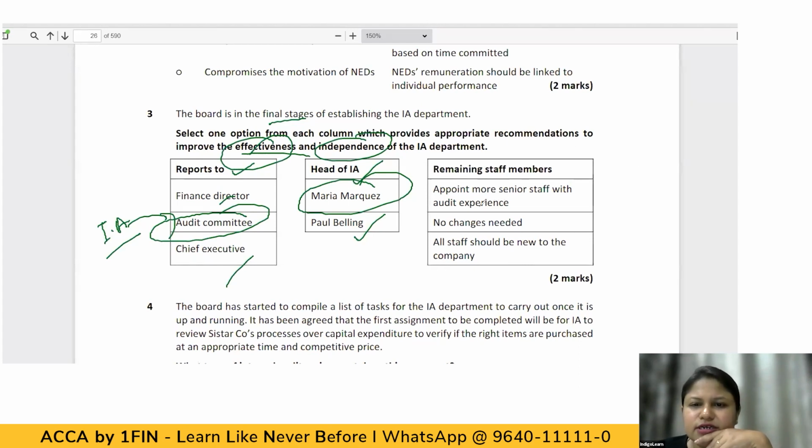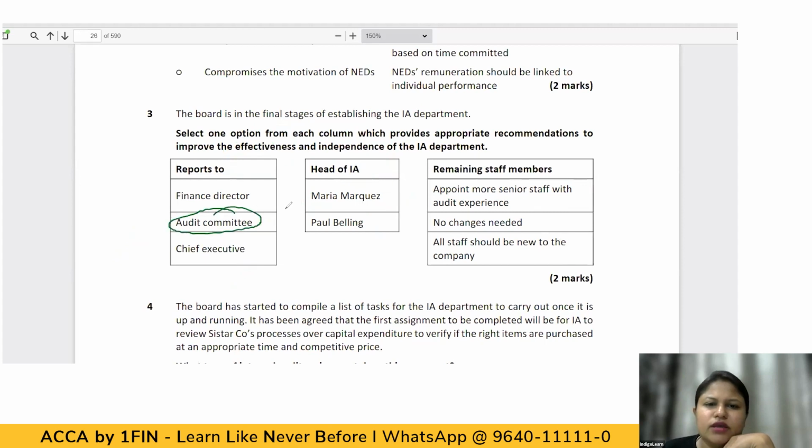Remaining staff members, appoint more senior staff with audit experience. No changes needed. All staff should be new. No, no changes needed. No, you require to appoint more people who have good audit experience. Okay. So here it will be audit committee. Here will be Maria. Here is going to be more staff.